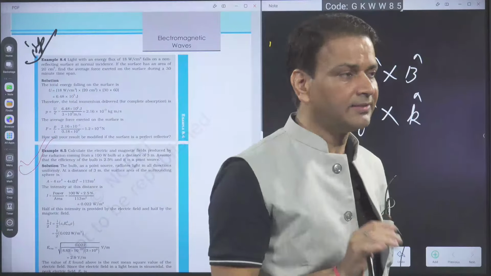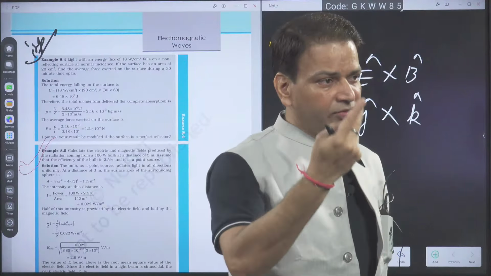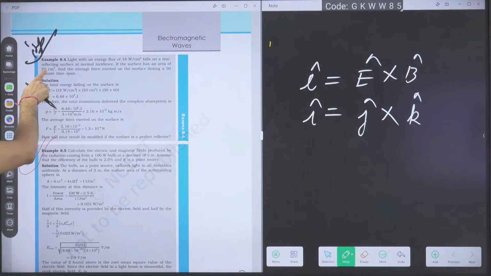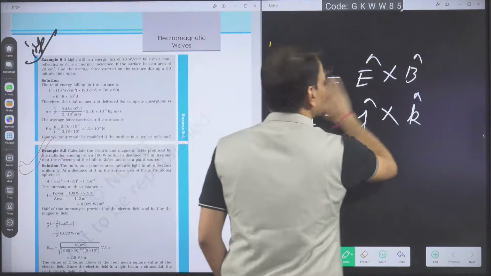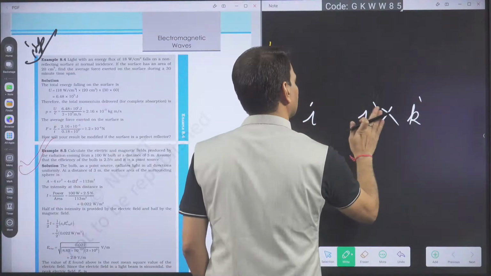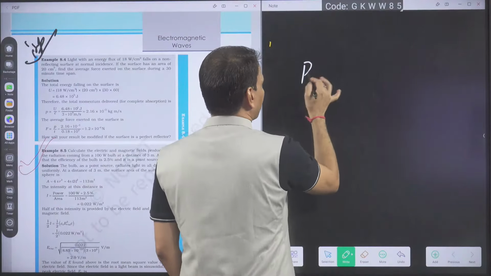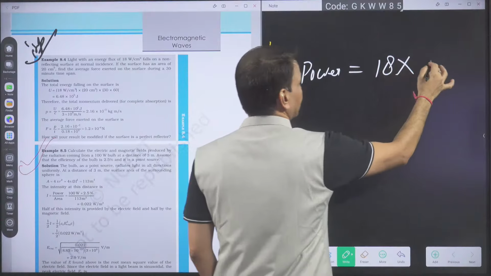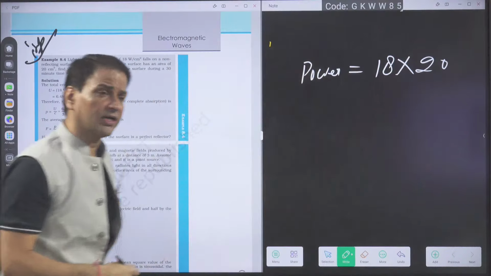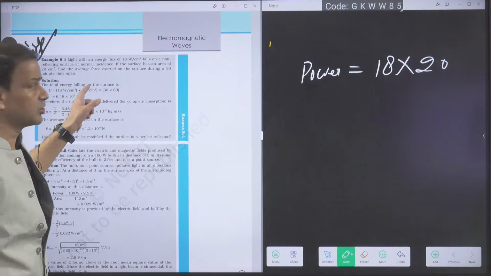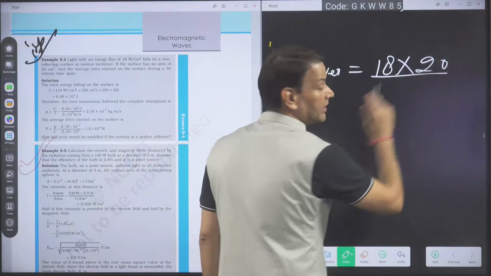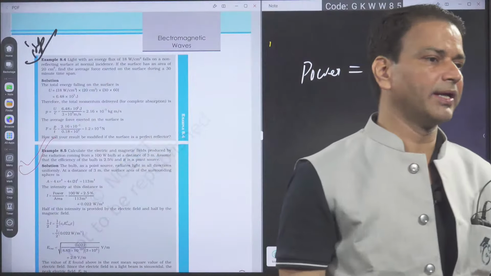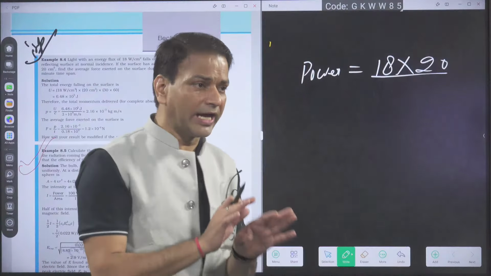They have given intensity. If intensity I will multiply with area, I will get power. What is the area they given? 20 centimeter square. Then what is the power I will get? Power is equal to 18 intensity, and area they given 20 centimeter square. Then I can get the power in the watt. After getting power, power by C is equal to what? Force applied. Okay. So for the force, time is not required.